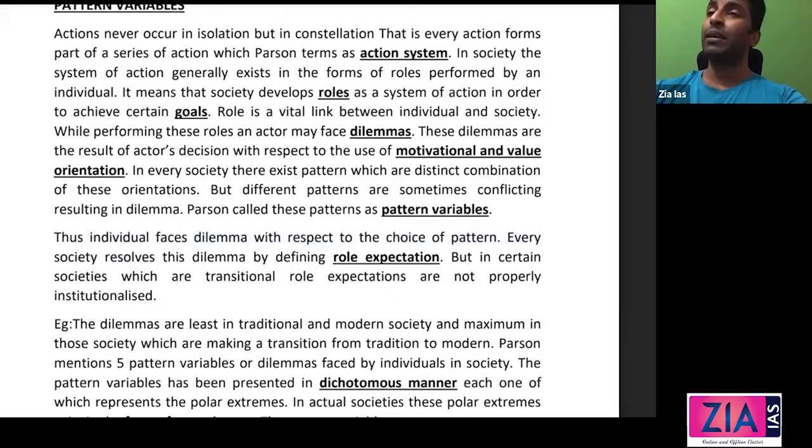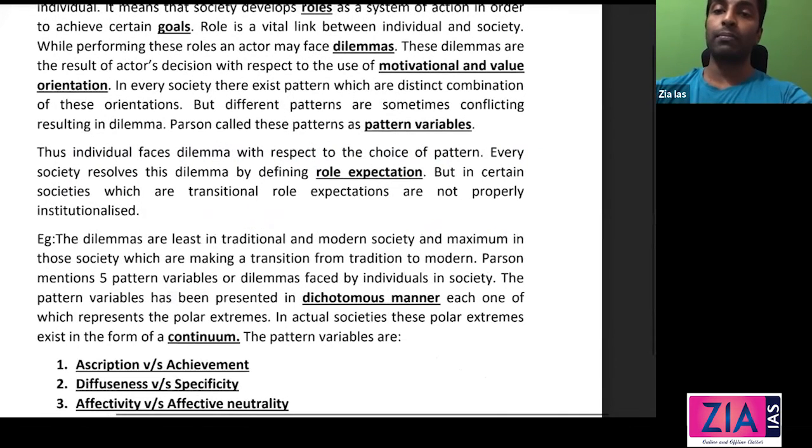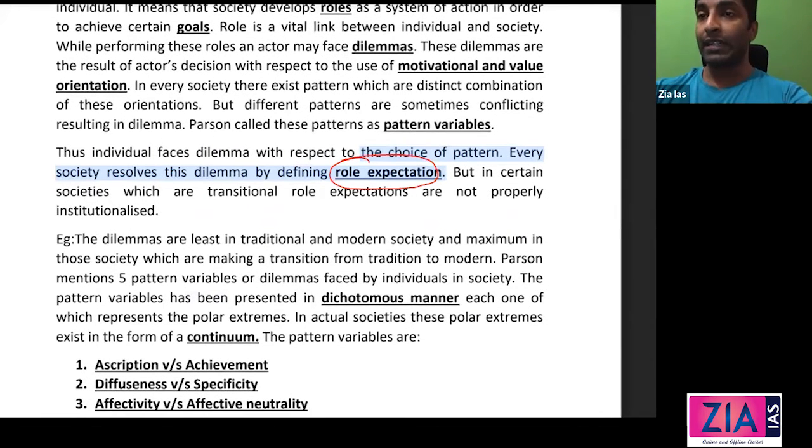So what is pattern variable? It is nothing but dilemmas. Thus, the individual faces dilemma with respect to the choice of pattern. Every society resolves this dilemma by defining role expectation. So what is the way in which you can resolve dilemma? Role expectation, or defining the role. Role is defined in modern society, role is defined in traditional society. But in which society do you face problem? Transitional society. In certain societies which are transitional in nature, role expectations are not properly institutionalized. Guys, this much is clear? What is role expectation? What is this society all about?